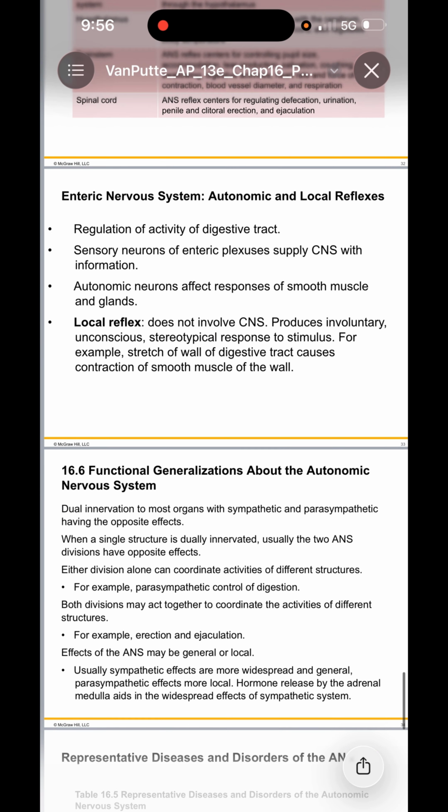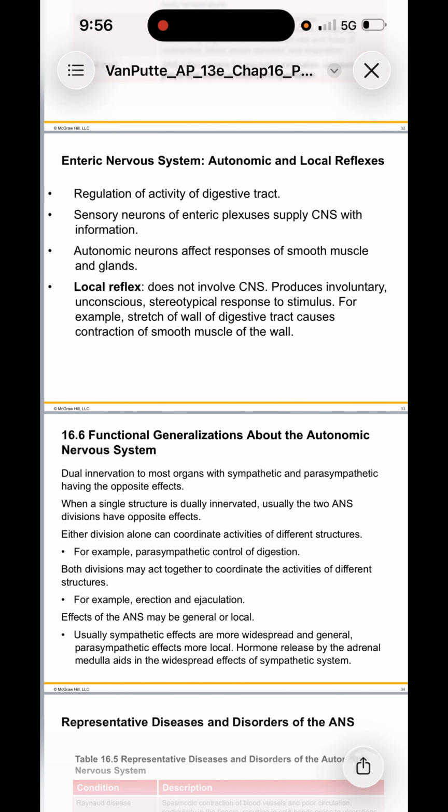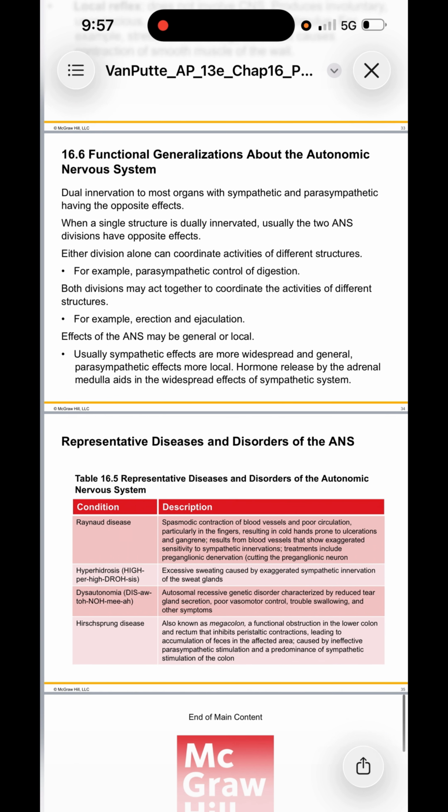Enteric nervous system, autonomic and local reflexes. Regulation of activity of the digestive tract: sensory neurons of enteric plexuses supply the CNS with information. Autonomic neurons affect responses of smooth muscle and glands. A local reflex does not involve the CNS and produces an involuntary, unconscious, stereotypical response to a stimulus, for example, stretch of the wall of the digestive tract causes contraction of the smooth muscle of the wall.